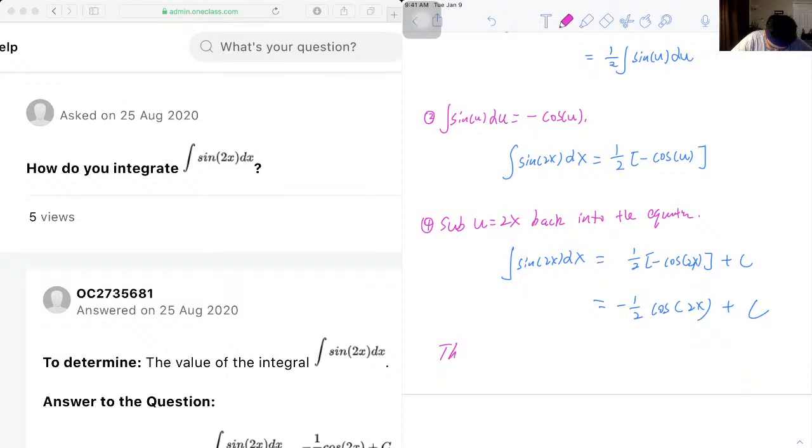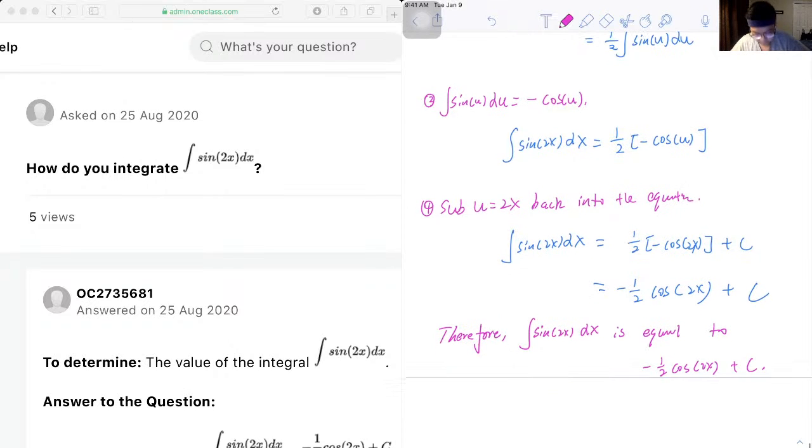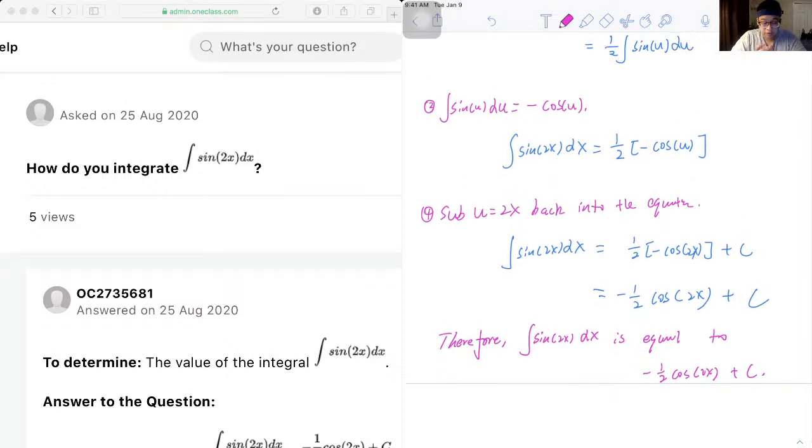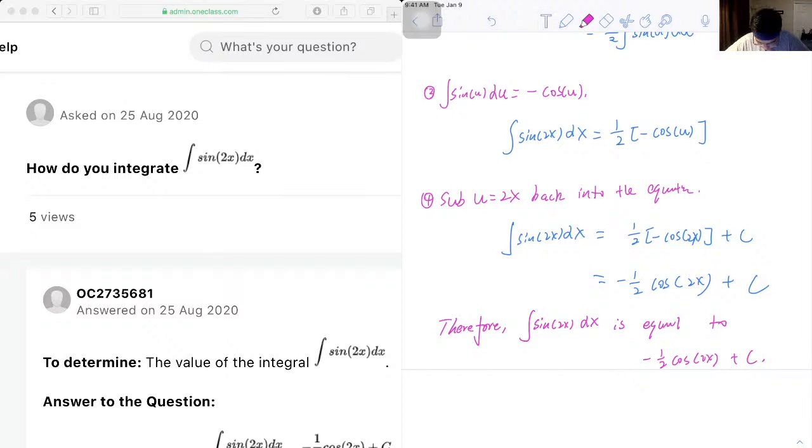Therefore, integral sine 2x dx is equal to negative 1 over 2 cosine 2x plus c. Yeah, so that's the end for this question. Oh, and just keep in mind, whenever you're solving for integral, never forget your constant, which is a c, okay, which is this part.